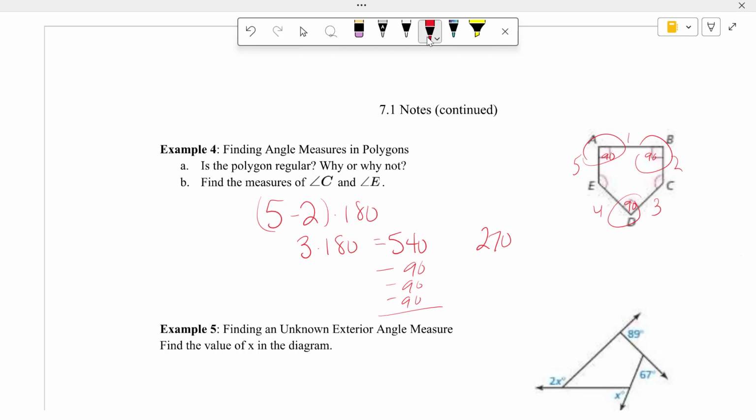Wait, let me double check that because I think I entered something wrong. 540 minus 90 minus 90 minus 90. That's 270. No, that's right. So then we've got to share that between the two sides. 270 divided by 2 is 135. So each of these angles would have to be 135. Okay.